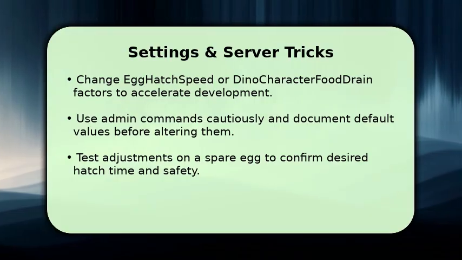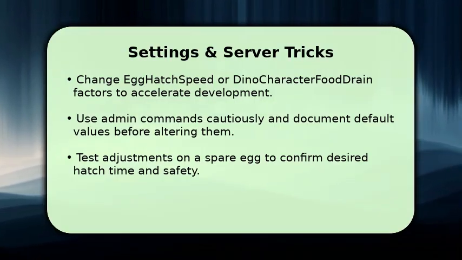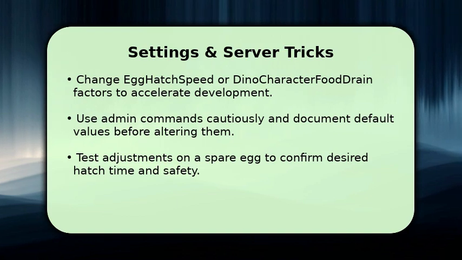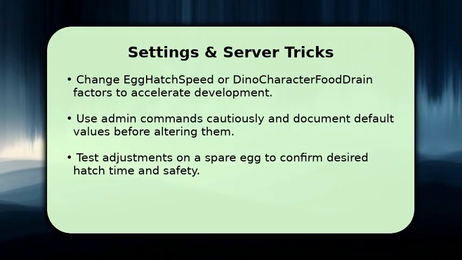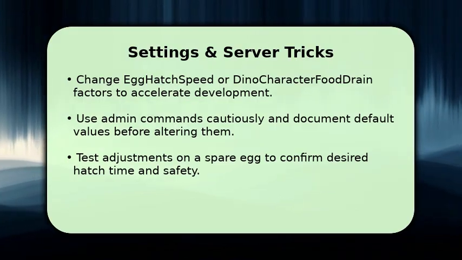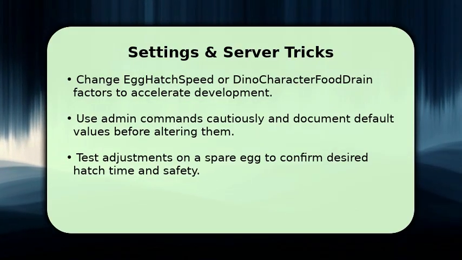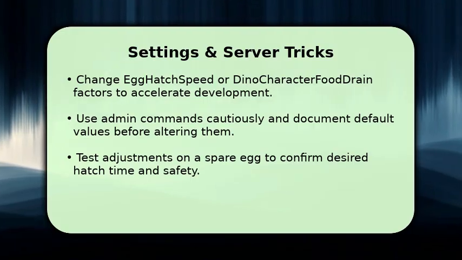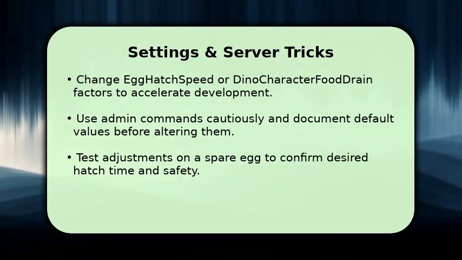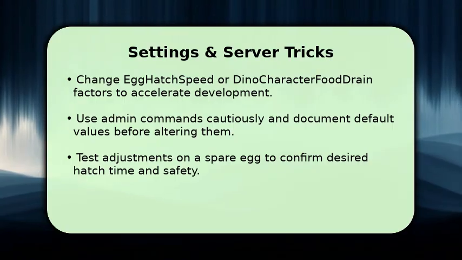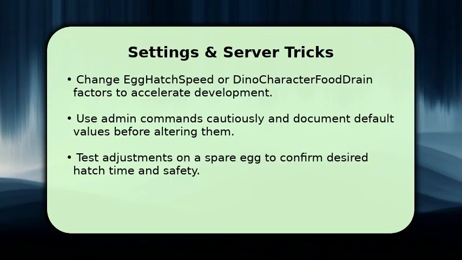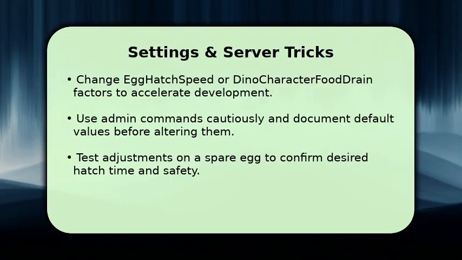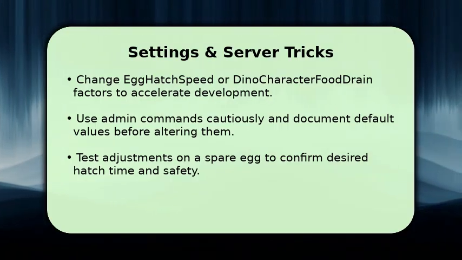On private servers or single player, modify egg hatch speed and dino character food drain to safely accelerate egg development and parental care needs. Make small, reversible changes and note original values so you can revert if problems arise. Use admin commands or server config files for precision, but always run a test hatch with one egg before mass changes. This prevents unexpected loss and helps balance speed with hatch success and game fairness.